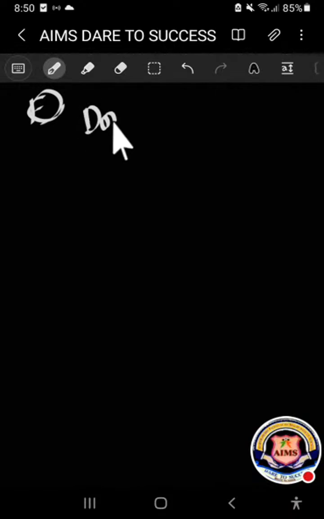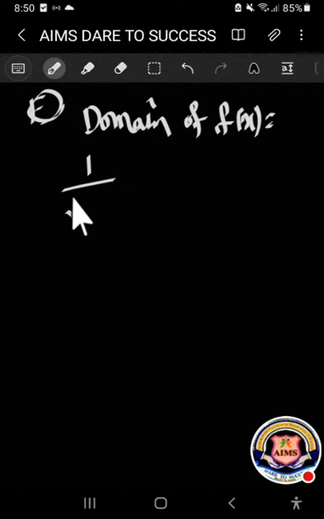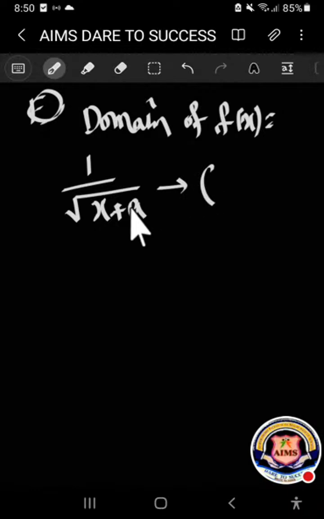So, domain of f of x equals 1 divided by under root x plus a. Now I can write f of x is equal to 1 divided by under root x plus a. For this, the domain is: if it is a, write minus a; if it is minus a, write a. Just remember it like this.